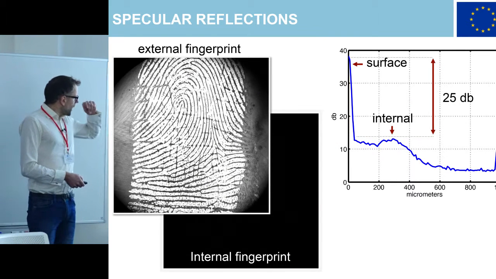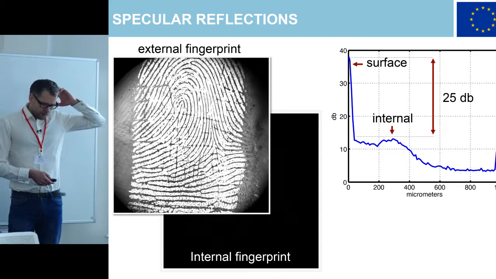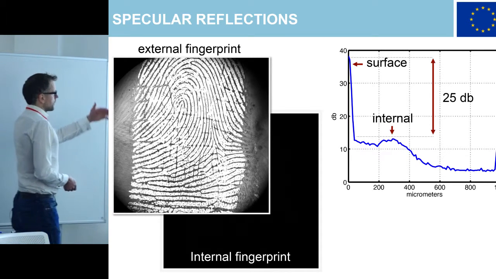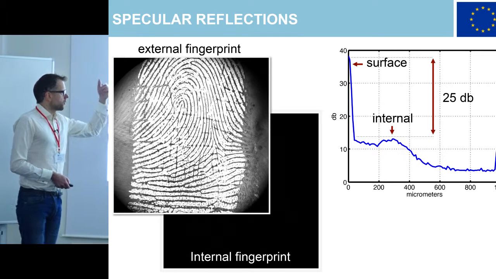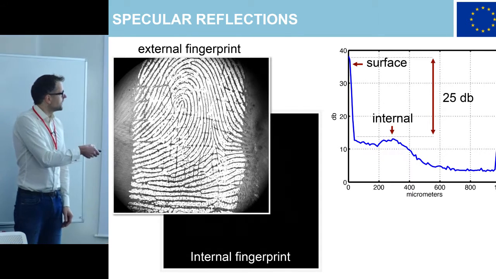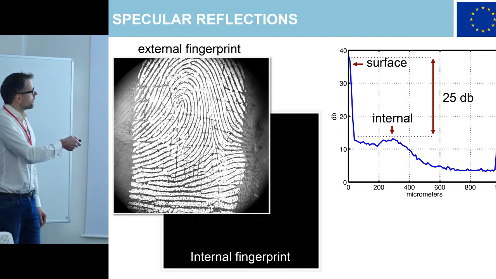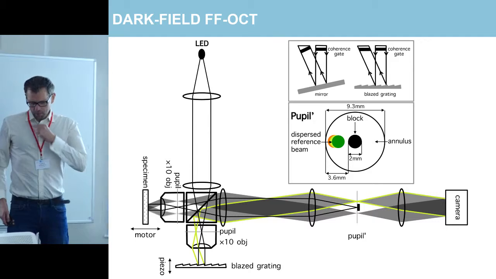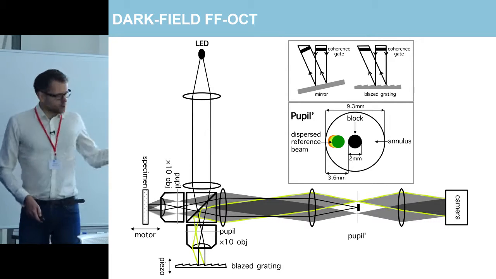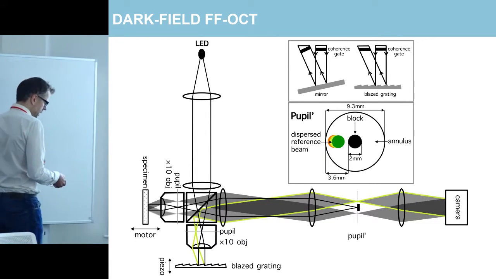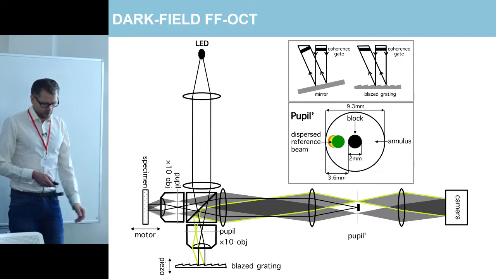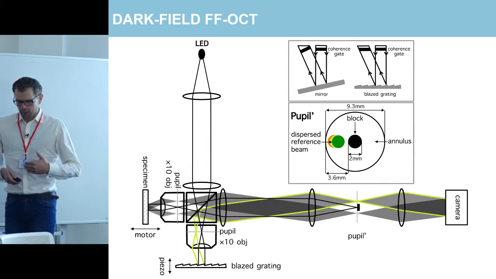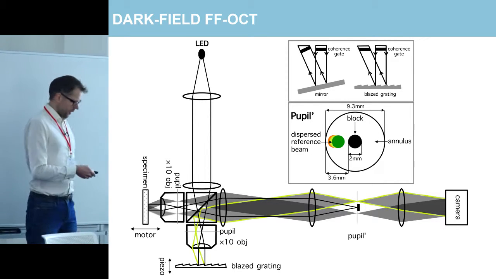The problem that we have is a lot of specular reflections because we put a finger against the window. So we have 3 orders of magnitude higher intensity on the surface than on the internal fingerprint. So we tried implementing dark field detection. This is shown in a high resolution system to get rid of the external information because we're not interested, and it actually uses the bandwidth of our camera.